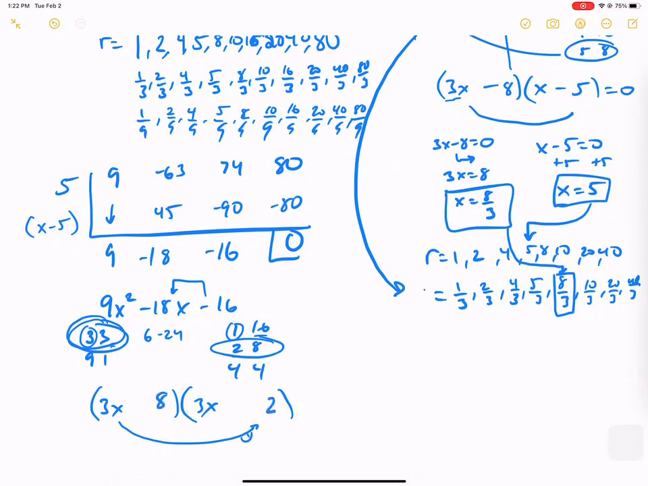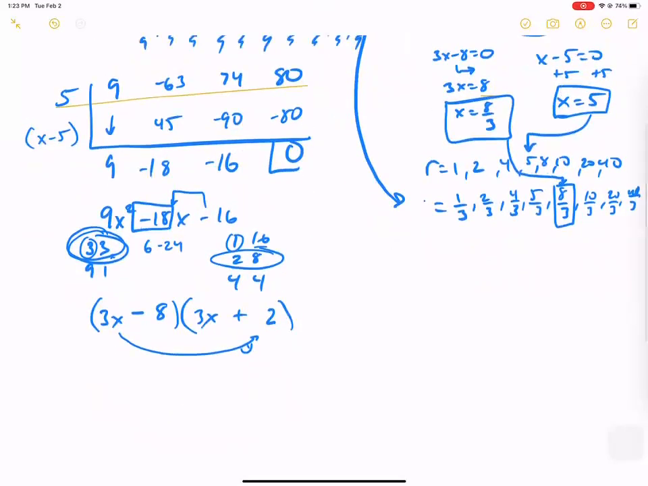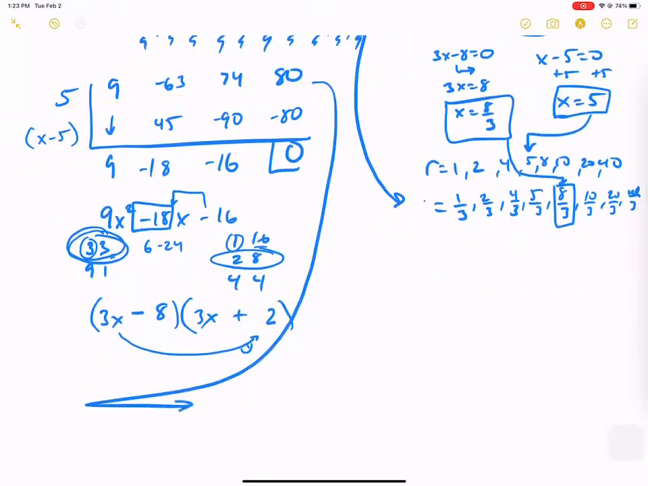And here's the hard part. What signs do we need? One has to be positive, one has to be negative. We have more negatives, so we want to make negative 24 and a positive 6. Good job, 3, 3, 2, 8, you got it. So what are the factors of this original problem, which seemed kind of crazy, right? It's going to be x minus 5, 3x minus 8, and 3x plus 2.